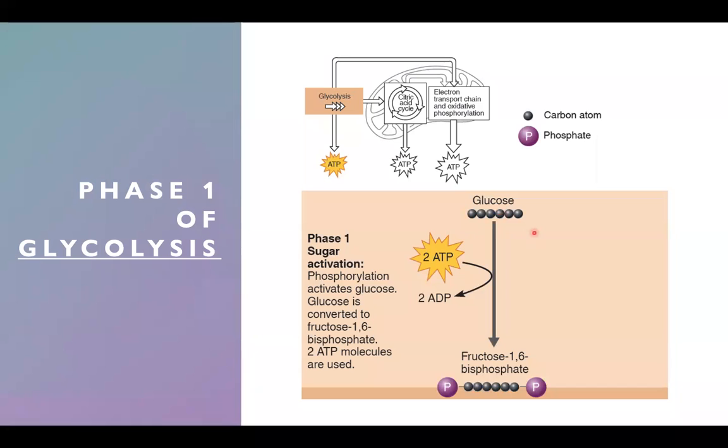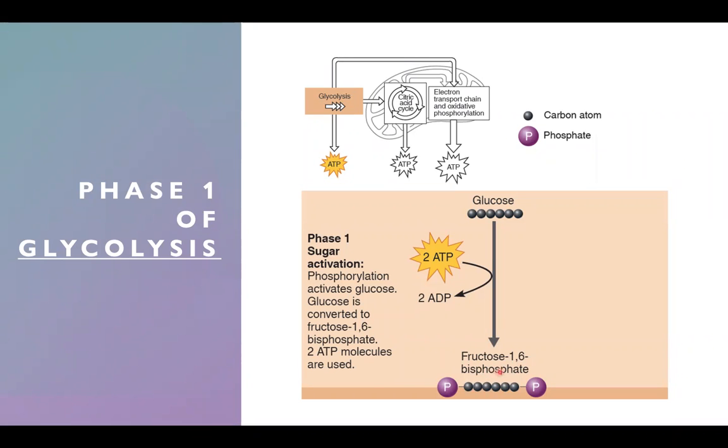What we're doing is phosphorylating or activating the glucose by adding on 2 phosphate groups to either side of the glucose molecule. Your glucose molecule is made up of 6 carbon atoms, and each little circle stands for a carbon atom. Phosphorylation will add 2 phosphate groups to either side of the glucose molecule so that we form this molecule, fructose 1,6-bisphosphate.